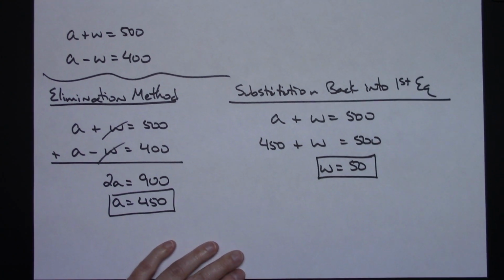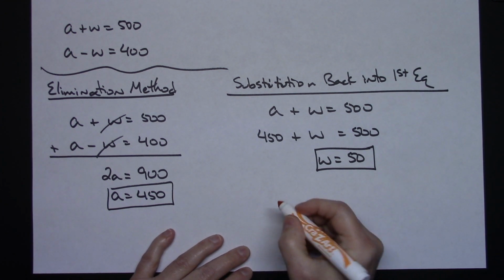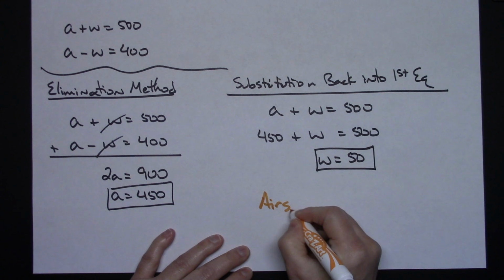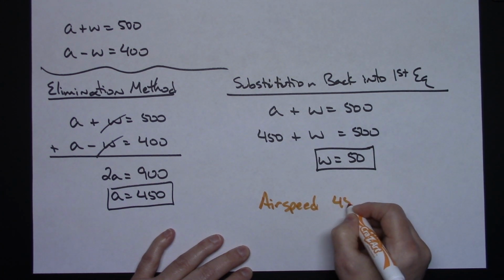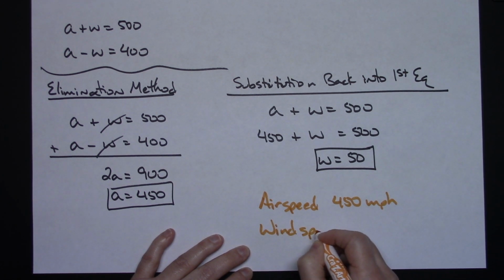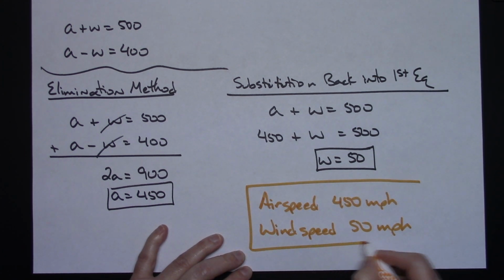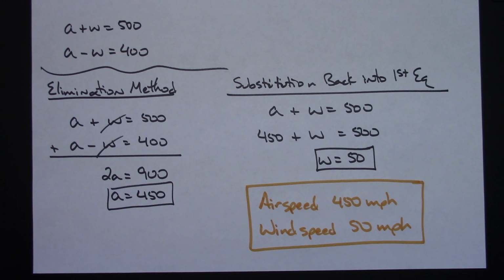After I get done with this, I always write a little summary here. We had to find airspeed and wind speed. Airspeed was my a variable, which was 450 miles per hour, and the wind speed is 50 miles per hour. Definitely a little different approach on this one than we had been doing in the others in this section, mainly because you're dealing with that headwind and tailwind and it affects different things. So this is possibly one type of problem that you could encounter dealing with uniform motion.